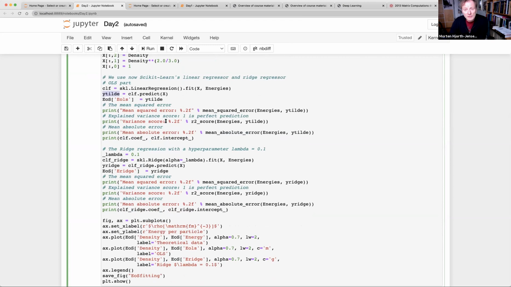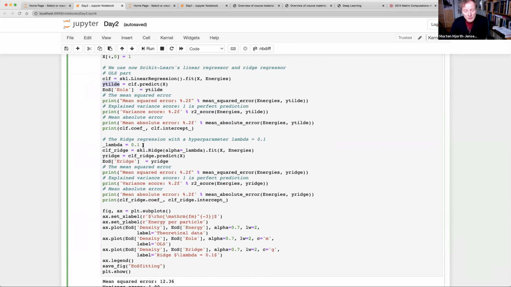But that depends on a parameter lambda. And that's a parameter which you can show, when you calculate the variance of the parameters which you have, can actually lead to a variance of the parameters beta which can be smaller. I'm coming back to some of the mathematical interpretations of these methods.